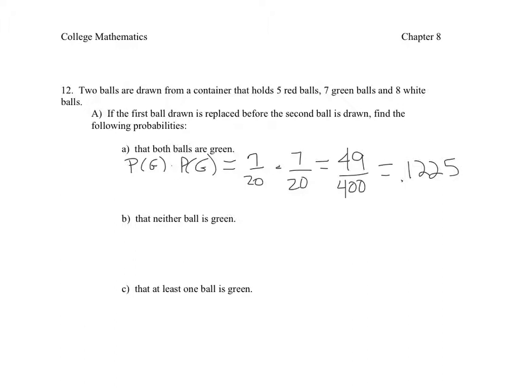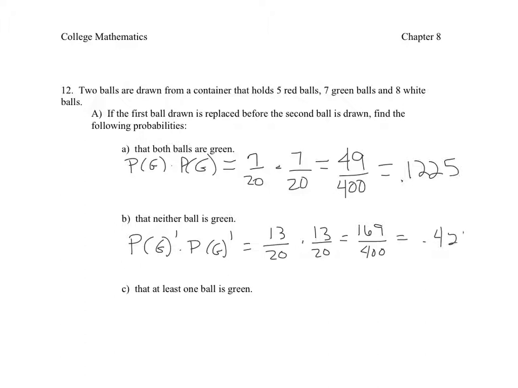Now, the probability that neither ball is green, I could think of it this way. I want the probability that it's not green times the probability that it's not green. Okay? Now, since the probability of it being green was 7 out of 20, that means it's a 13 out of 20 chance that it won't be green. And that would be the same probability on the second draw. So if I do 13 over 20 times 13 over 20, that's 169 over 400, which gives me a little over 42%, 0.4225 as my probability.